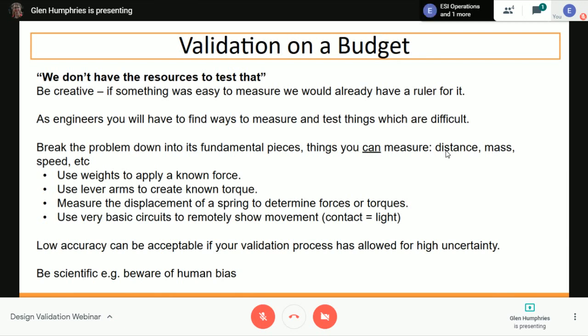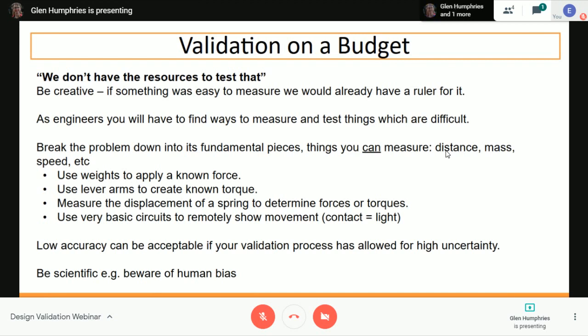People have been designing things for centuries or millennia by guessing these things. And what engineering does, it comes along and doesn't guess. It actually measures them. So, don't guess, try and measure things. Of course, they're going to be difficult. If there was an easy way to measure these things, like drive shaft torque, we would already have a nice ruler that does it for us. We don't. You have to be creative.